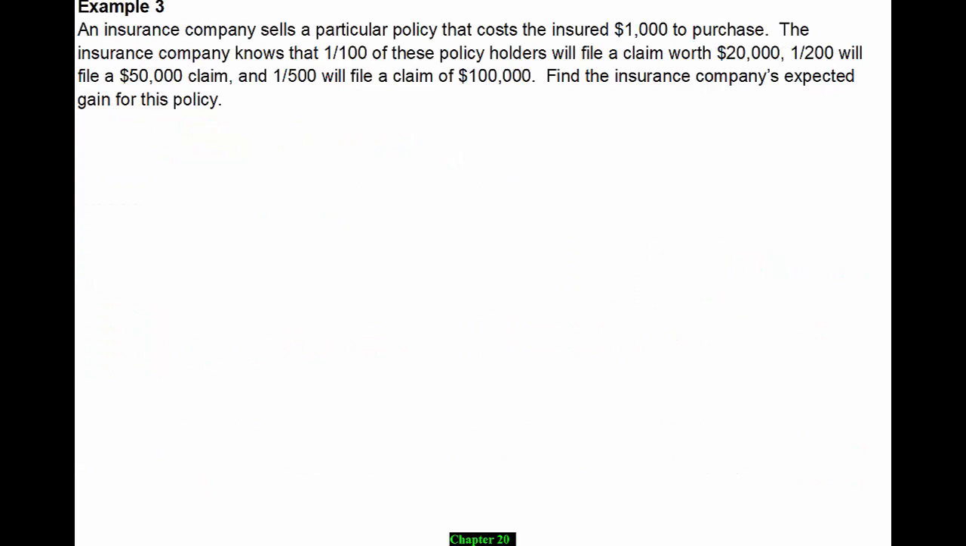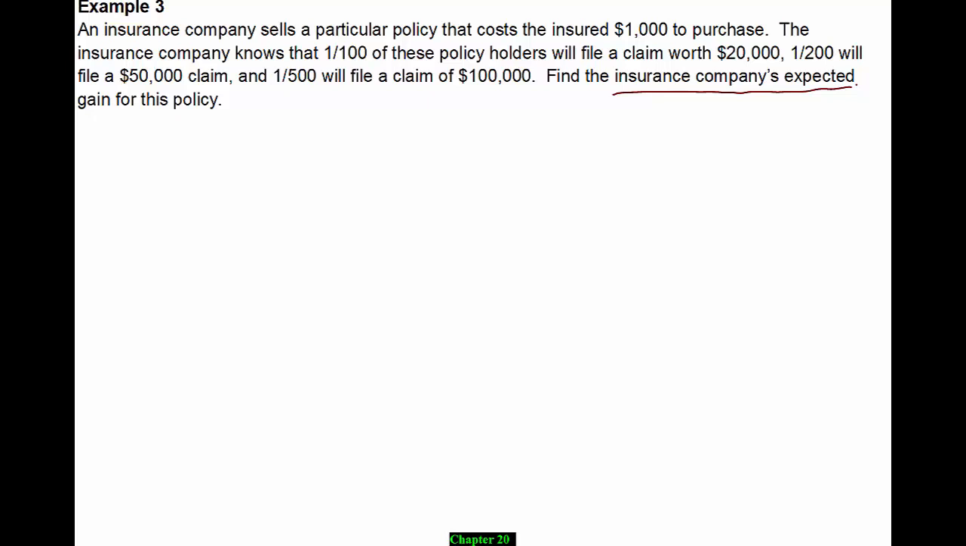Now, expected value is how a casino is a business. It's also how your insurance company is a business. So let's think about a very oversimplified insurance policy and the expected gain. An insurance company sells a particular policy that costs the insured $1,000 to purchase. The insurance company knows that 1 out of 100 of these policyholders will file a claim worth $20,000. 1 out of 200 will file a claim for $50,000, and 1 out of 500 will file a claim for $100,000. Find the insurance company's expected gain for this policy.